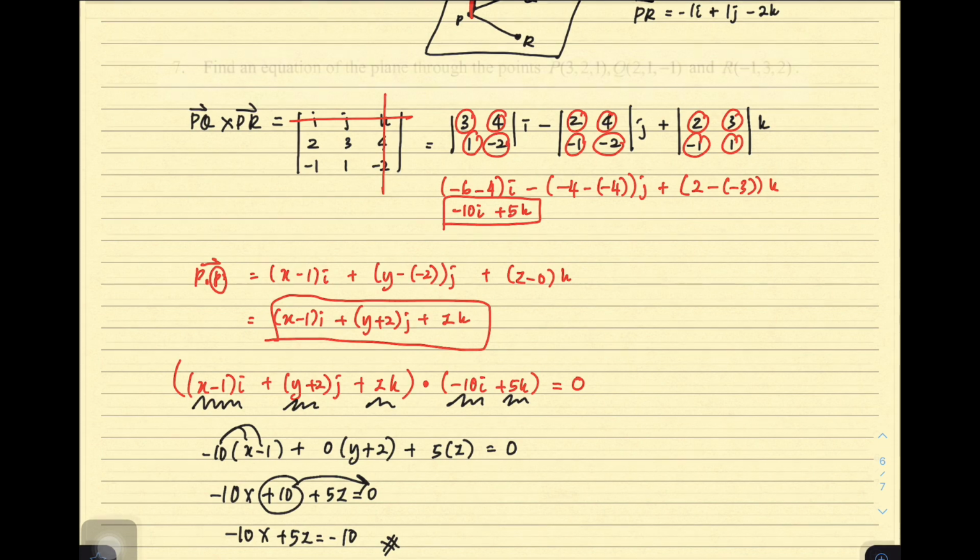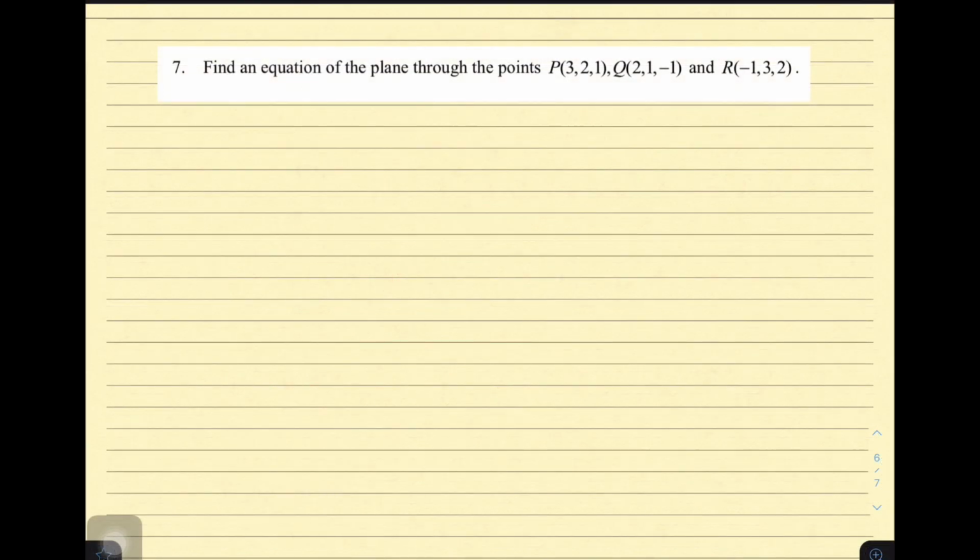Okay class, let's look at question number 7. Find an equation of the plane through the points P(3, 2, 1), Q(2, 1, -1) and R(-1, 3, 2). So this is a popular question for the final exam. It gives you 3 points, but it asks you to find the equation of the plane. Okay, so you need to remember the concept.